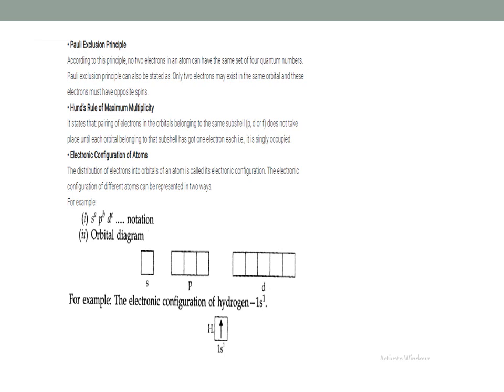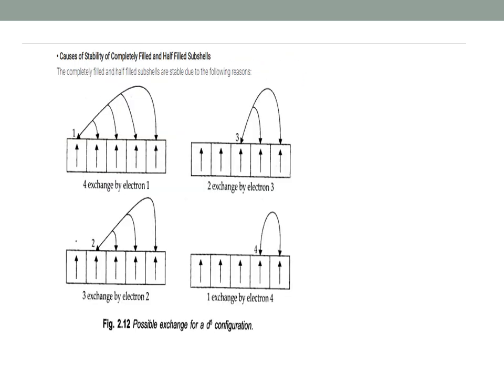Now start with some examples. Electronic configuration of atoms. The distribution of electrons in orbitals is called electronic configuration. So orbital diagrams for s, p and d are shown on the screen. For example, the electronic configuration of hydrogen is 1s1 because it has one electron.